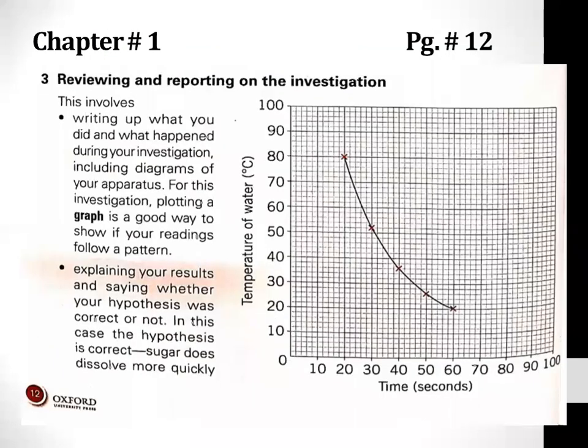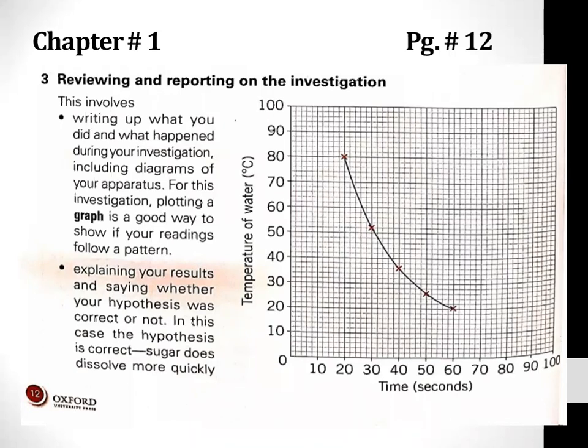Now we will move towards the third point, which is reviewing and reporting on the investigation. This involves writing up what you did and what happened during your investigation, including a diagram of your apparatus for this investigation. Plotting a graph is a good way to show if your readings follow a pattern.